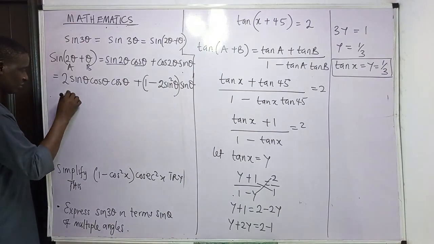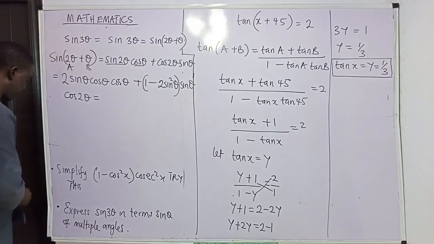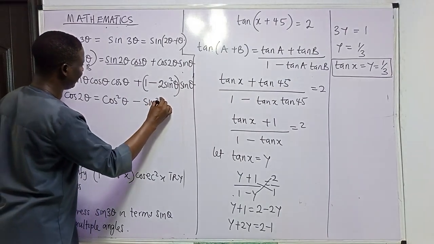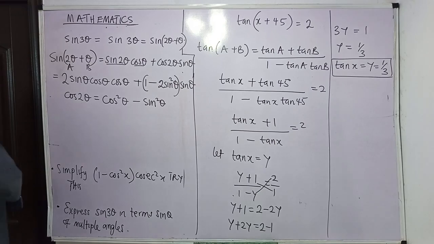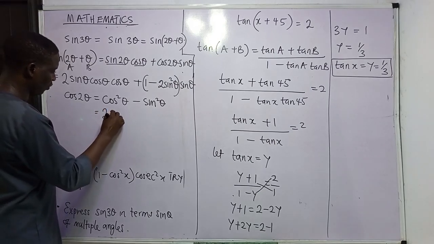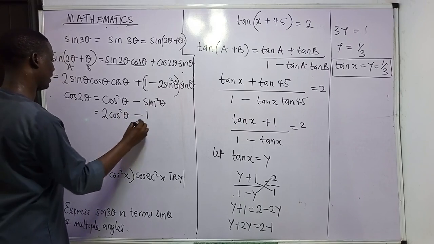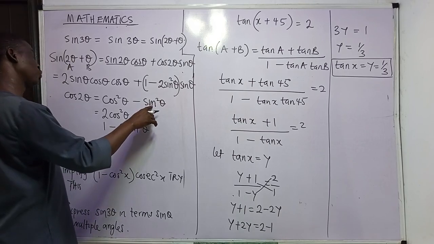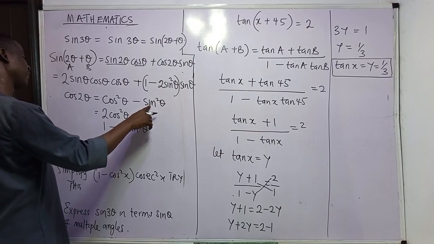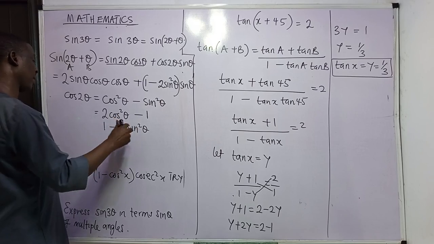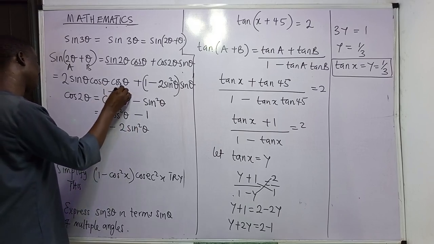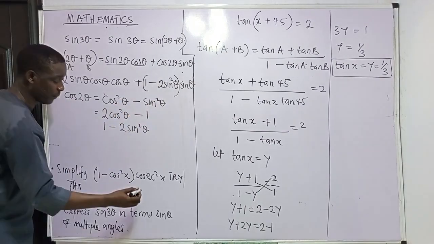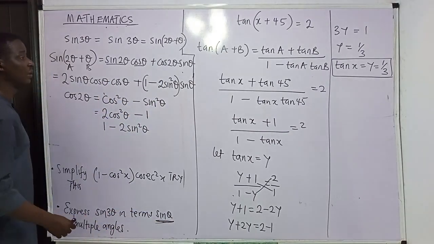Recall that cos 2 theta is the same thing as what? Cos square theta minus sine square theta. I gave that before, which is the same thing as what? 2 cos square theta minus 1 or 1 minus 2 sine square theta. If we substitute in place of this 1 minus cos square theta, we are going to have 2 cos square theta minus 1. But in place of it, if you put 1 minus sine square theta here, you are going to have this as your answer. So that is the same thing. So we put this one here. Why? Because we are looking at our answer in terms of multiple of this one.